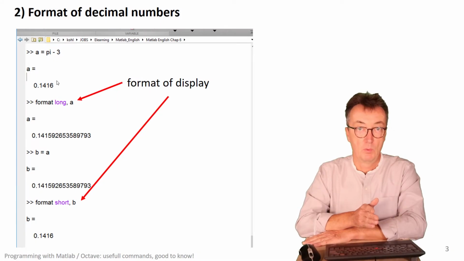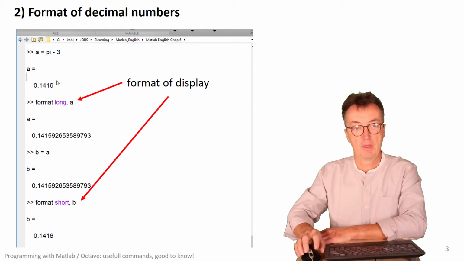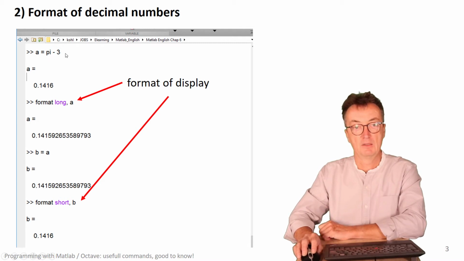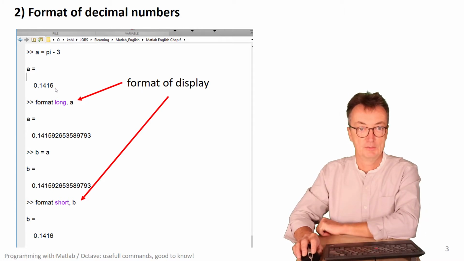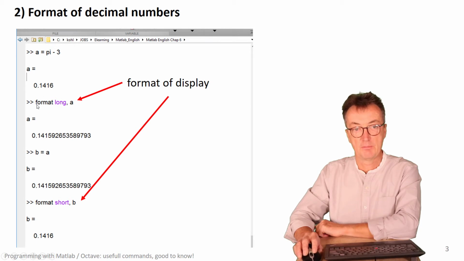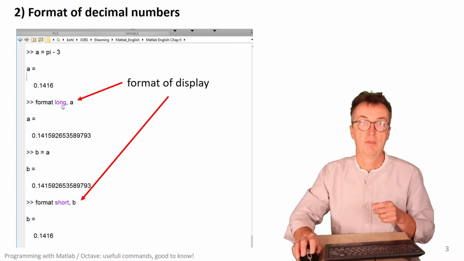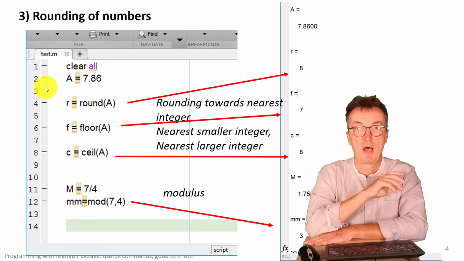You might already have wondered how many decimal numbers are displayed. You can actually change that with format. For instance, here a is pi - 3, and just 4 numbers are displayed after the dot. You can change that by format long, then a, and then more digits are displayed. So be aware that the calculation might be used with a different precision than the display of the numbers.